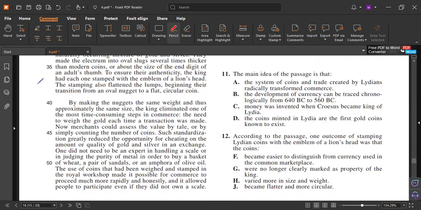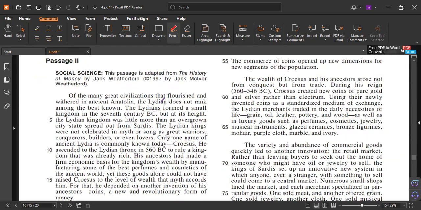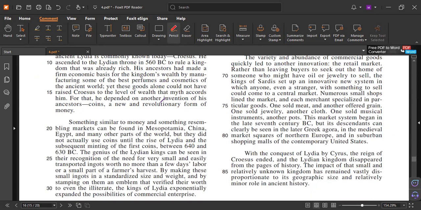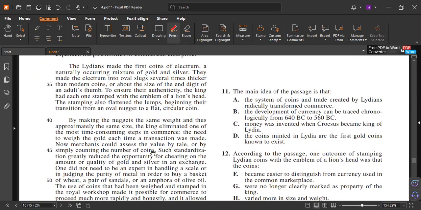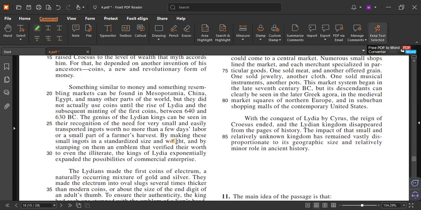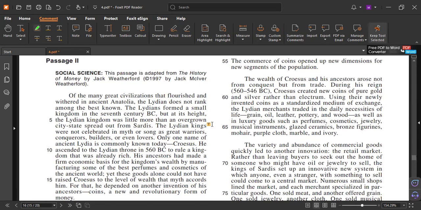11 is C. Number 11. C. No. What? 11, it's A. Yeah, he's talking about the system of coins and trade created by this one. C is all the passage about how money was invented. What was the passage about, the invention of money? You see, if you read the first paragraph and last paragraph, you will find it.